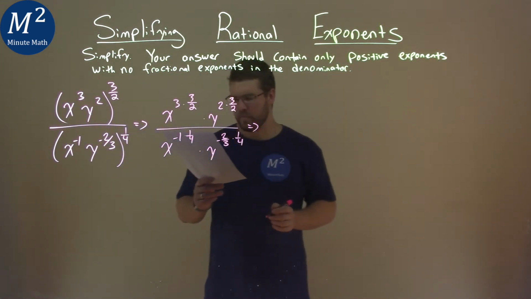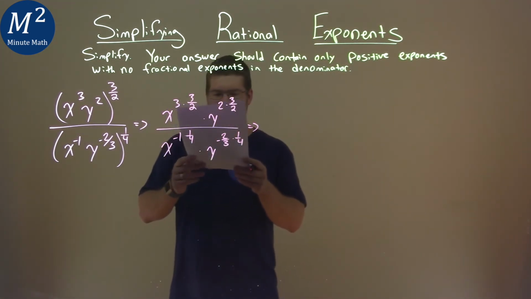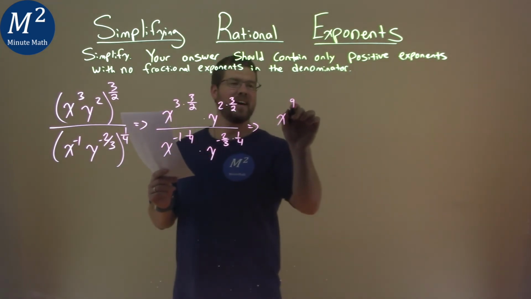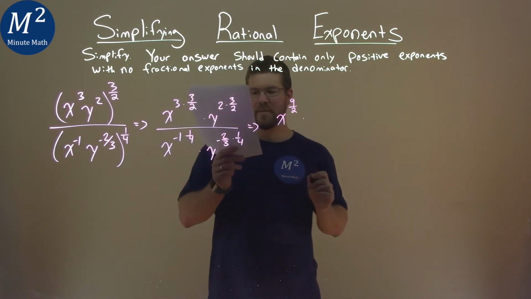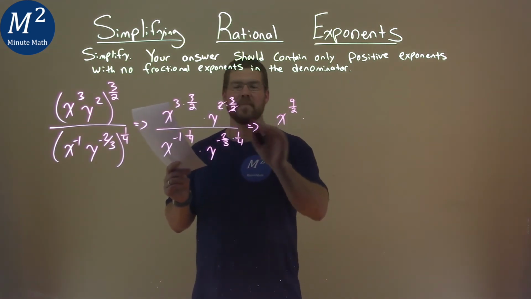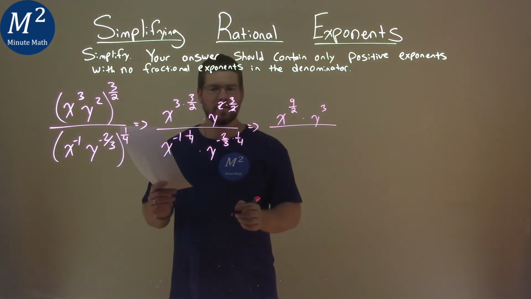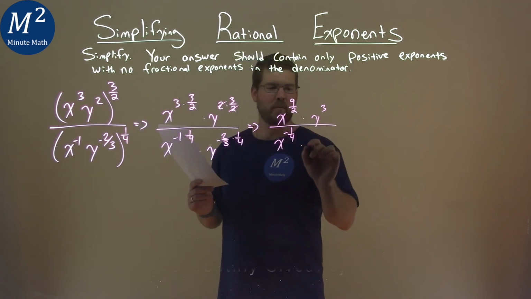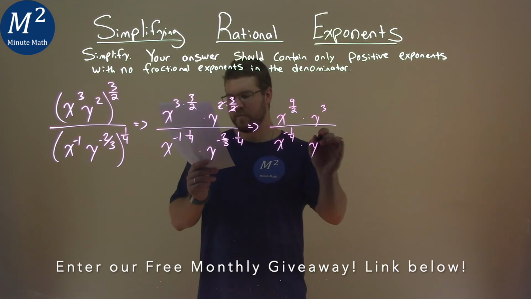So now let's simplify this. 3 times 3/2 with the exponents there is 9/2. So we have x to the 9/2 here. 2 times 3/2 comes out to be, well, the 2's cancel, right? And we have y to the 3rd power. In the denominator, we have x now to the negative 1/4 power, and y negative 2/3 times 1/4 is negative 2/12.